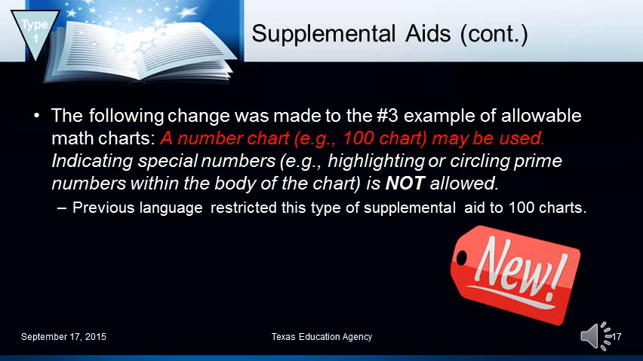The second change regarding supplemental aids was made to the number chart. Previously, only a number chart to 100 was allowed. This limitation has now been removed.